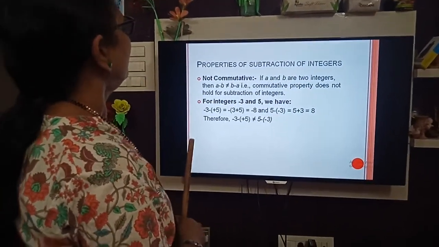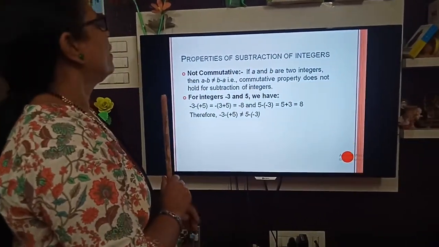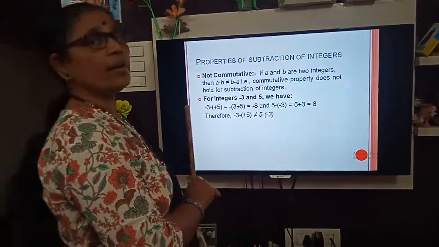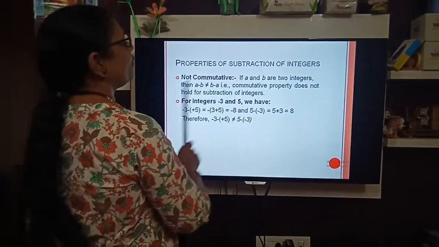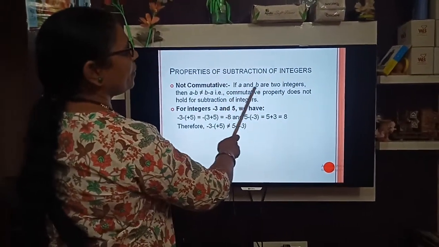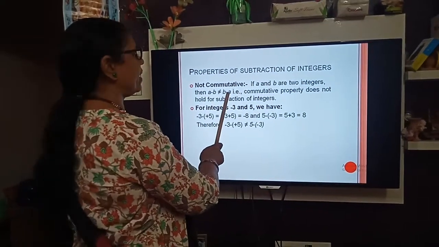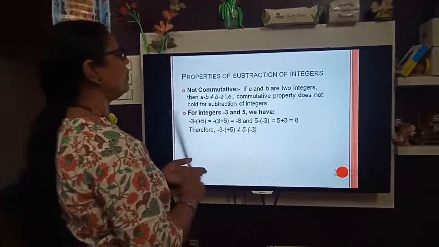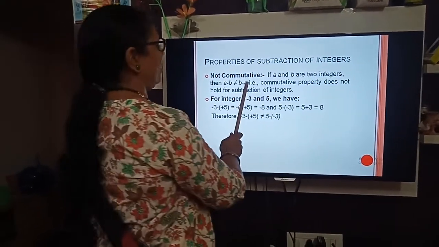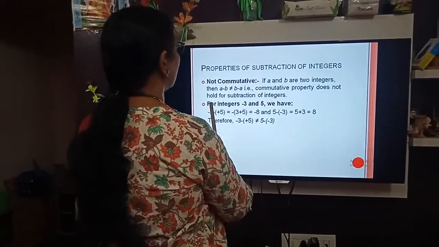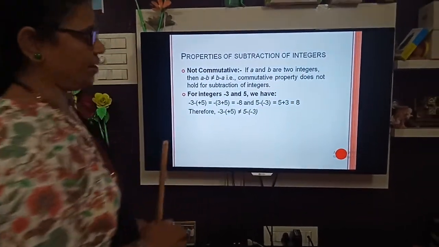Next, it is given that the commutative property, or commutative law, does not hold for subtraction of integers. If a and b are any two integers, then a minus b does not equal b minus a. We are subtracting them in different ways, but LHS does not equal RHS. So the commutative property does not hold good for subtraction of integers.